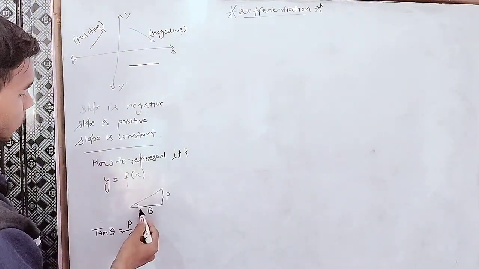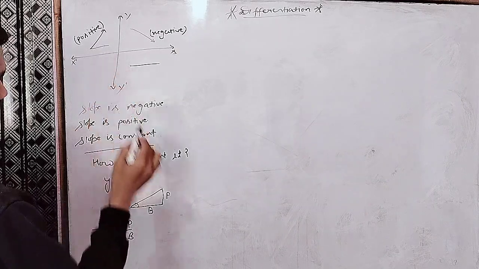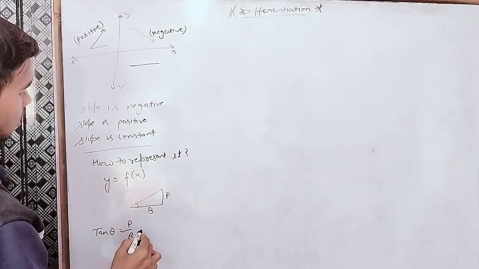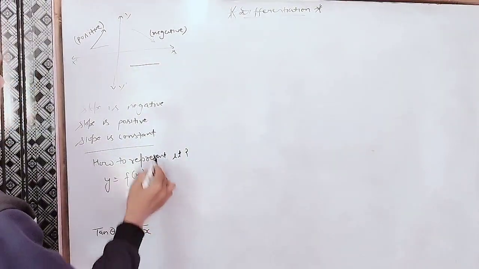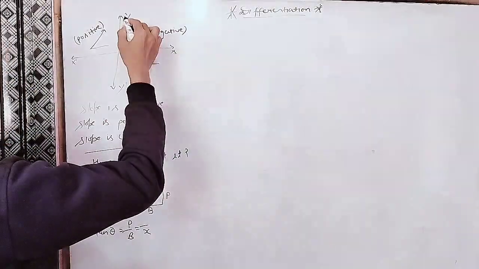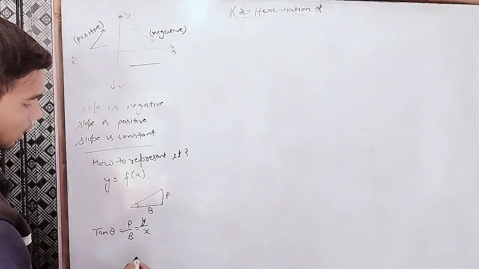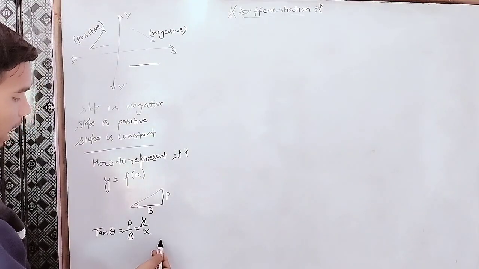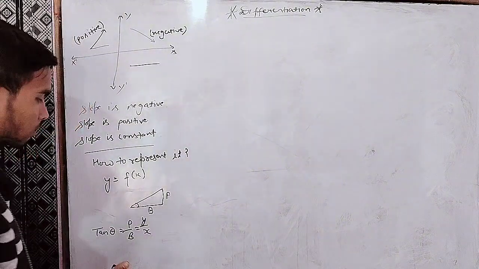So here, this is what? This is x axis. X axis and P. This is going like that. So this is what? Y axis. So here we will write down y. So y by x. Like that we write by understanding.